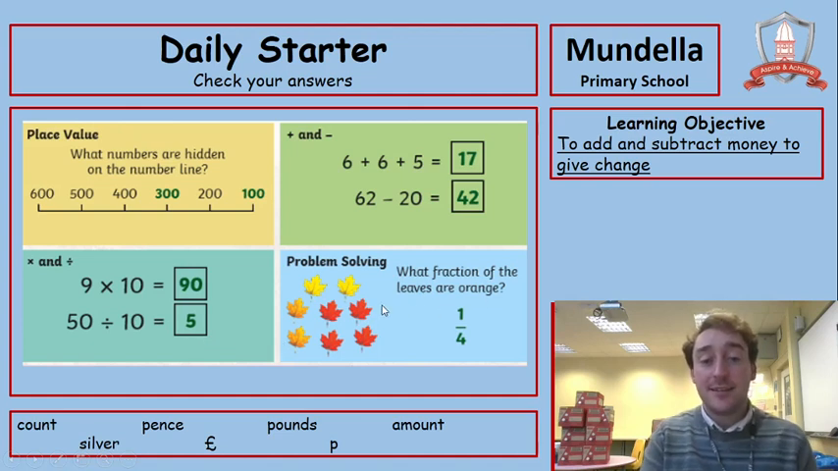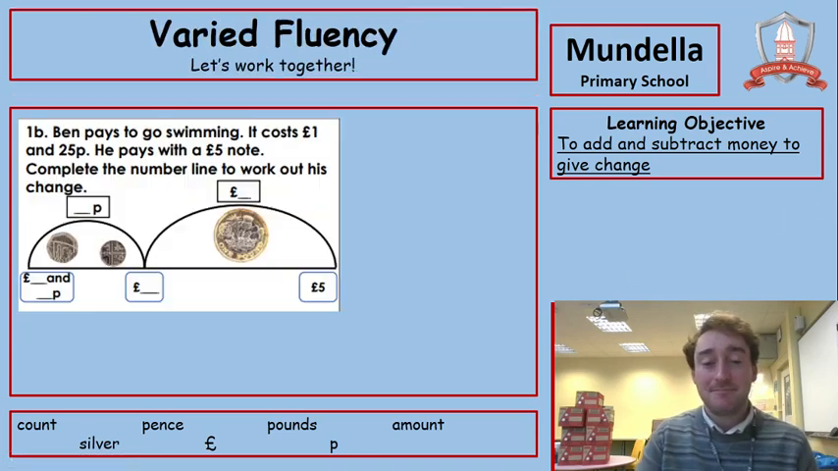And what fraction of these leaves are orange? So fractions, that's something that we're going to be looking at later on in this term. But what fraction is it? Well, it's a quarter of them. We'll go into why that is next week.